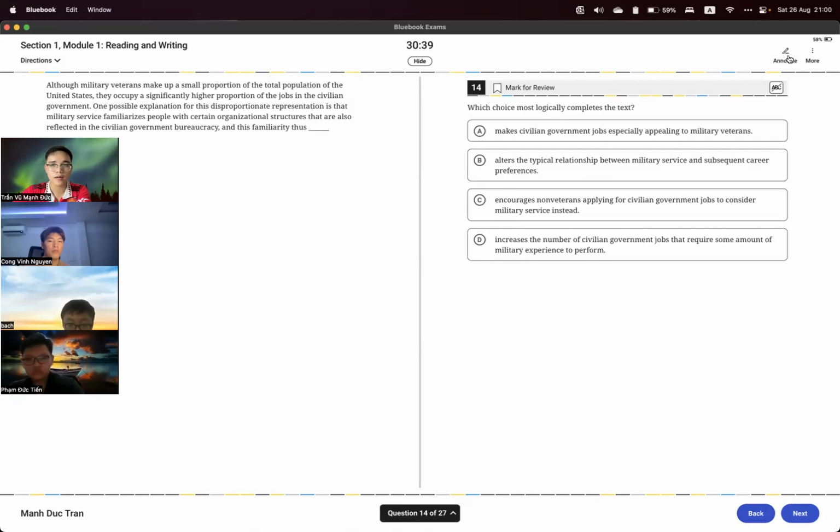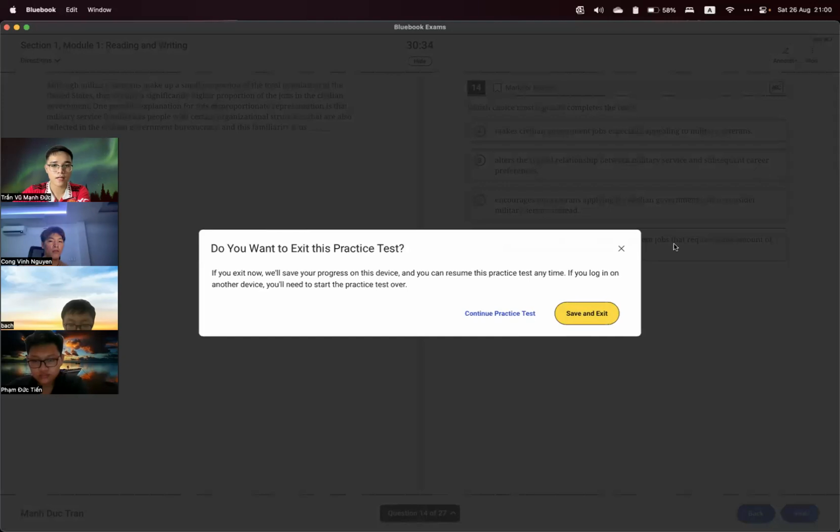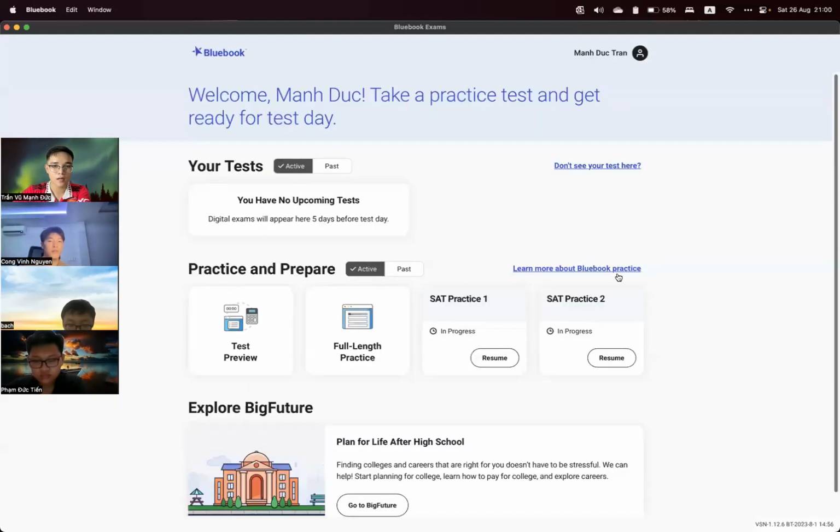And do not use annotate, it's going to waste your time. And also, I'm going to save and exit because I'm not going to finish this right away. And that's it. That's basically it.